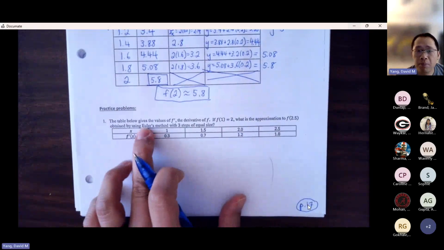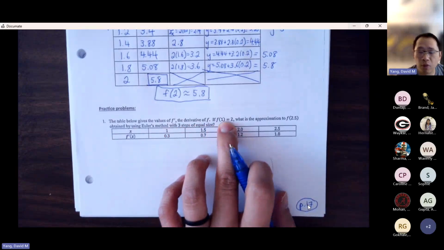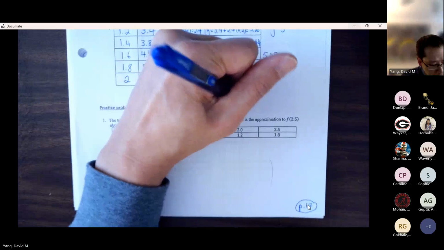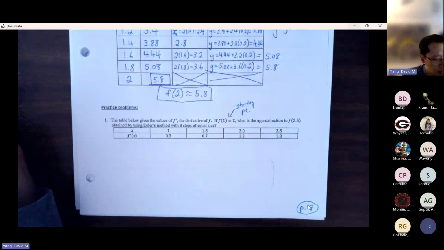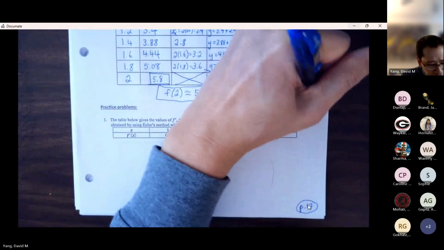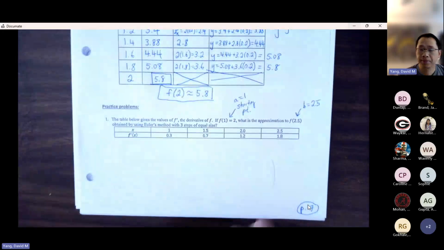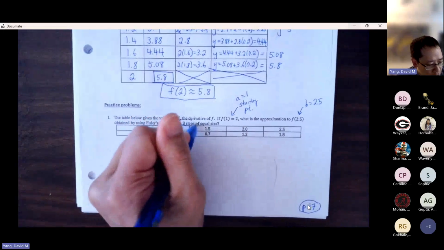Okay, the table below gives the value of f prime, the derivative of f, if f of 1 equals 2. So here we have our starting point. What is the approximation of f of 2.5? So this is our b value. Here, our a value is 1. And with 3 steps of equal size, that's our n value.